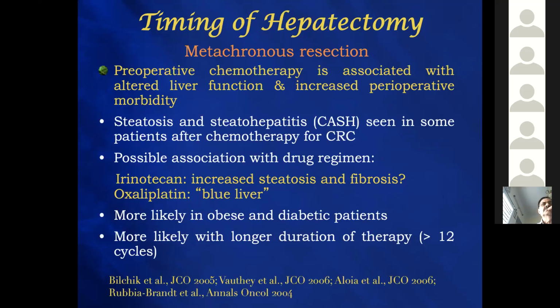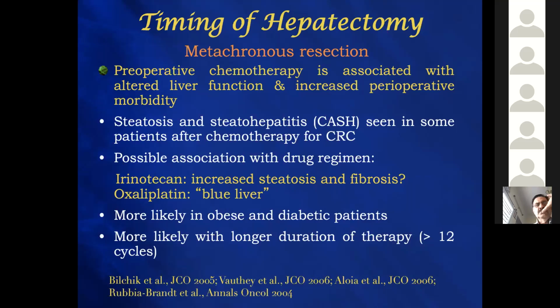In metachronous resection, preoperative chemotherapy is associated with altered liver function, and that can cause increased perioperative morbidity. There are conditions called chemotherapy-associated steatosis or steatohepatitis and chemotherapy-associated blue liver. Irinotecan is known to cause steatosis and fibrosis that causes yellow liver. Oxaliplatin can cause blue liver because of sinusoidal dilatation.